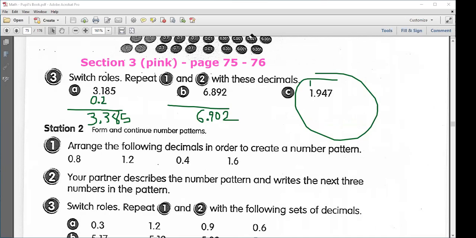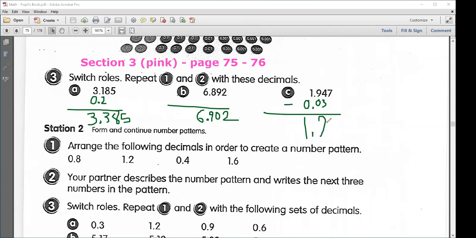Rosa, are you here? Yes. Good. Which number in letter C is in the hundredths place? 4. All right. So if I ask you to subtract 3/100, what number will you end up with? Subtract, with a TH on hundredths, yes. All right, 1.917. All right, kids, I think we got the hang of this, hopefully.